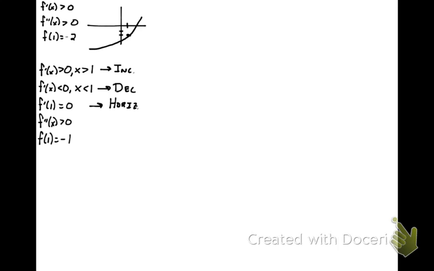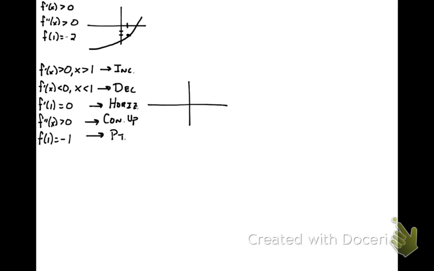F double prime of x is positive. This tells us that our graph should always be concave up. And finally, we have a fixed point, f of 1 equals negative 1. So we know all of this information about our original function. So let's sketch a possible graph.